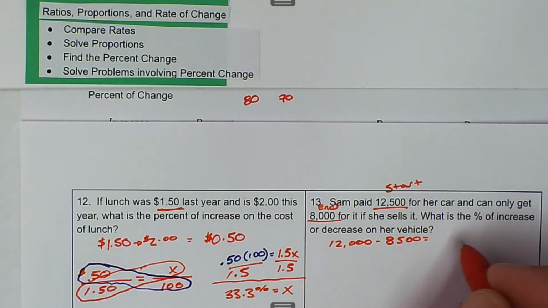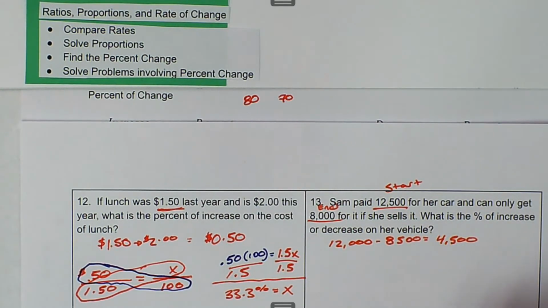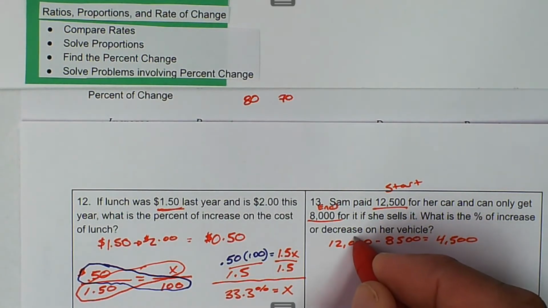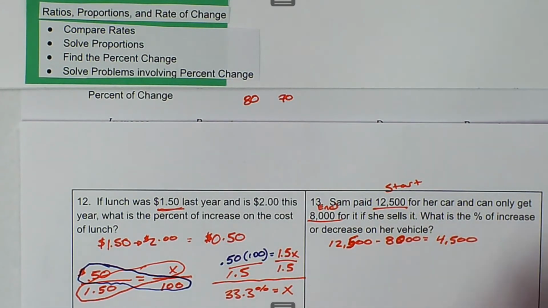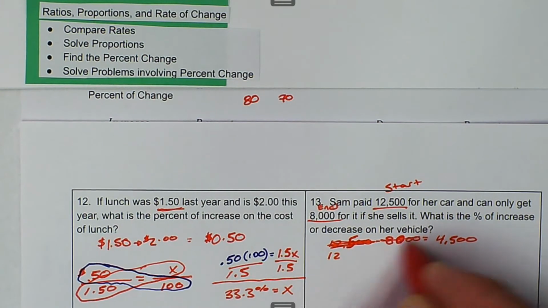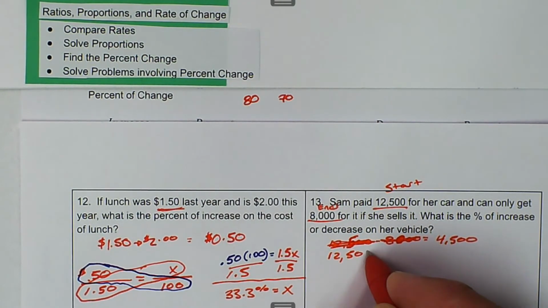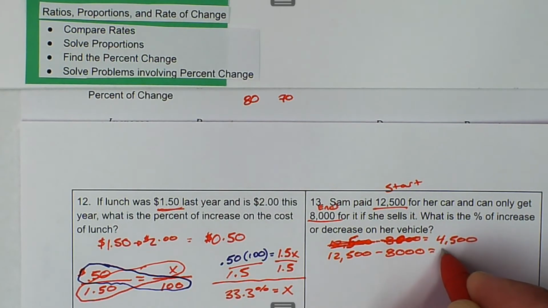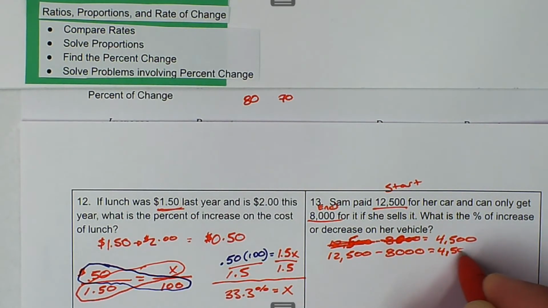That's not right, I wrote that down wrong. Oh, that is right, 4,500. It's only 8,000, not 8,500. I wrote this down wrong. This is 12,500 and this is 8,000. That's why I had it wrong. So this is 12,500, and this is 8,000, and the difference is 4,500.